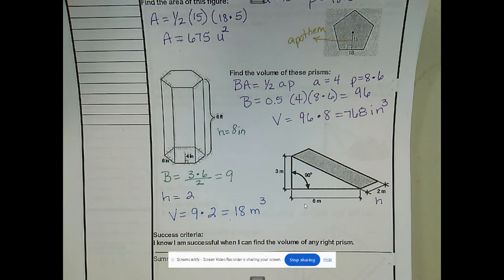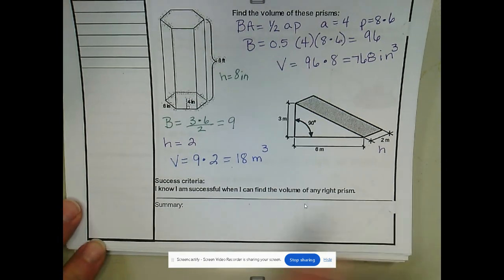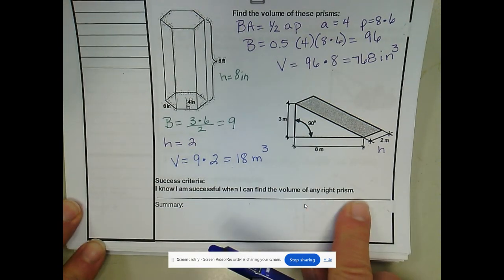Okay, I hope that you are understanding how to use these formulas. Your volume is all formula driven. Base area, the area of the base, times the height. I know I'm successful when I can find the volume of any right prism.